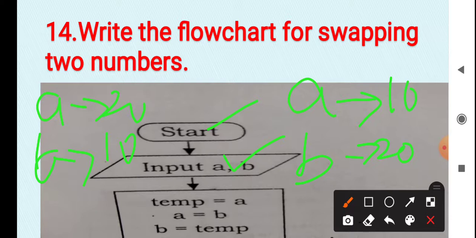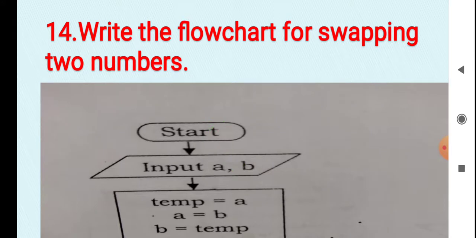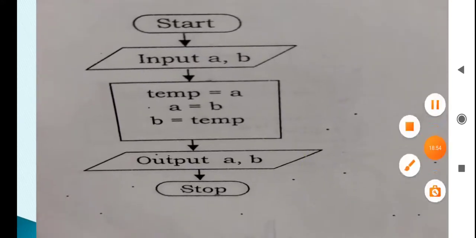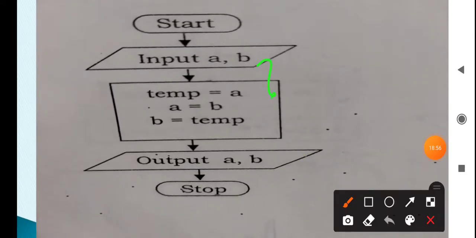After writing the start, we have to input the values of A and B. So next, what do we have to write? We have to include the logic. By using a temporary variable, a third variable, we assign the value to temp. Then A's value is assigned to B, and finally B's value is assigned from temp.